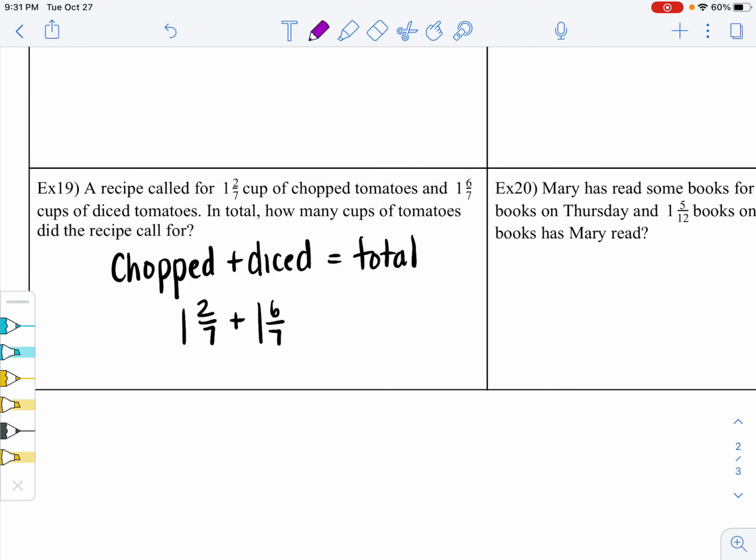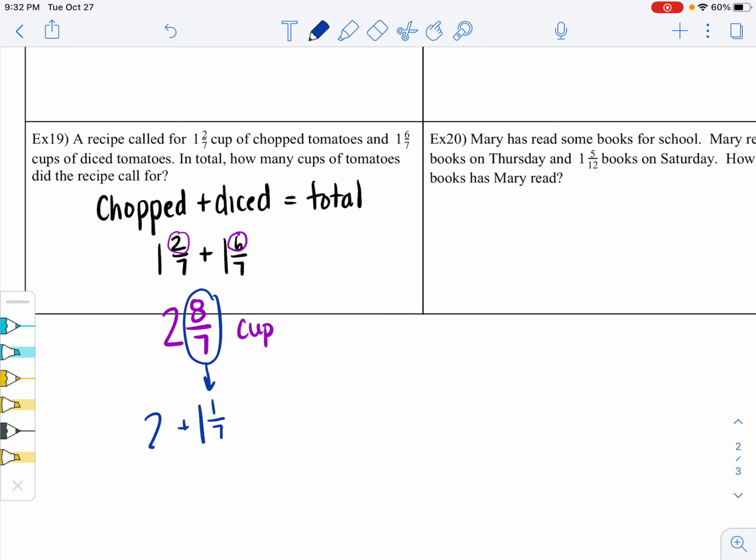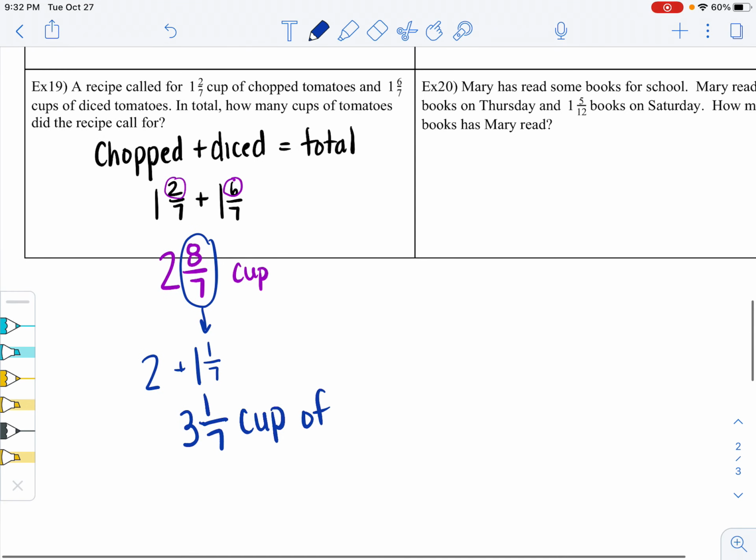Since we already have common denominators, I'm going to go ahead and start adding. We have our wholes, which is 1 and 1, which is 2. We have 2 and 6, which is 8 over 7 cup. We can't keep 8 over 7 as 8 over 7. We're going to make this 1, 7 goes into 8 one full time, with 1 left over out of 7. And we can't forget our whole, and then we're going to add them up. 3 and 1/7 of a cup of tomatoes in total.